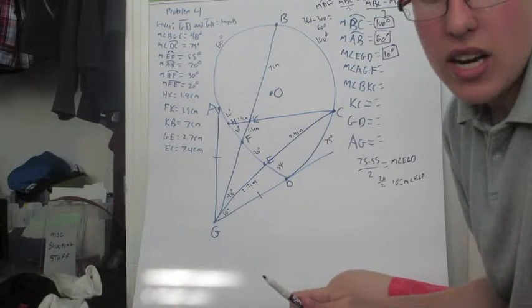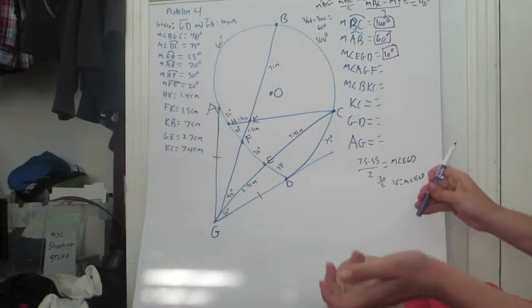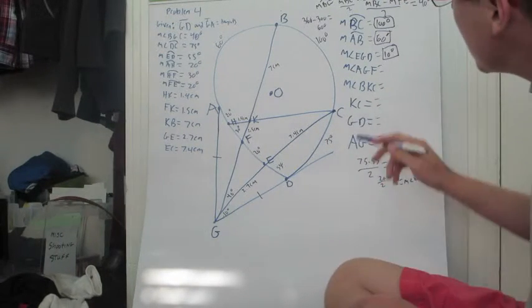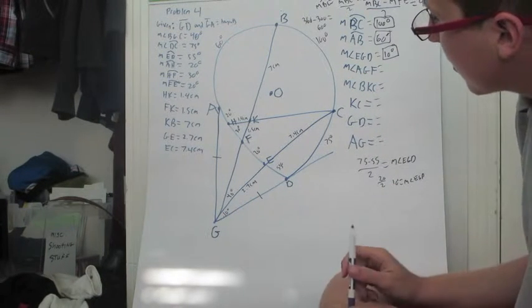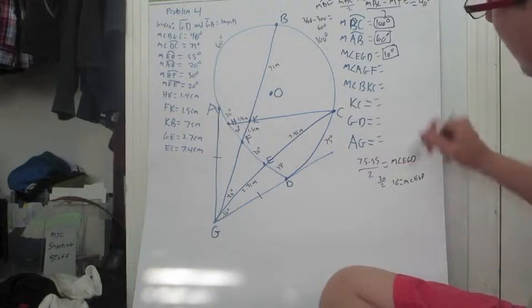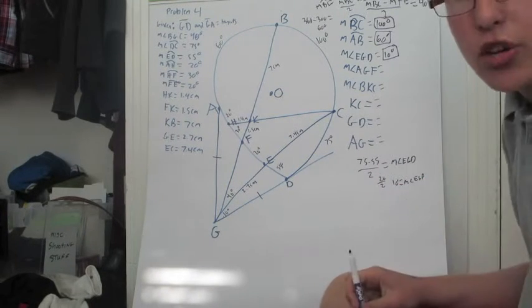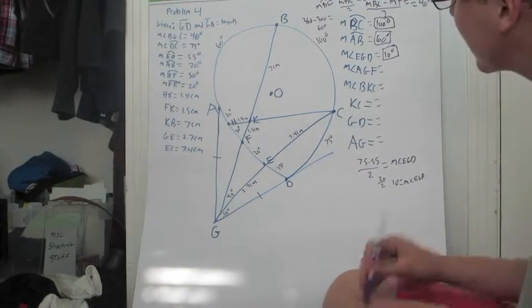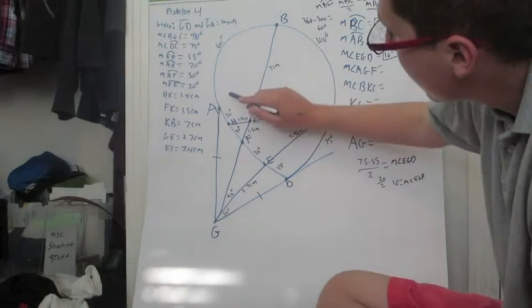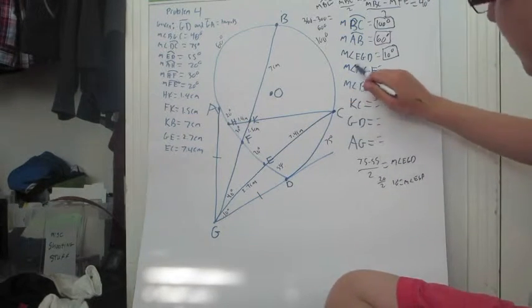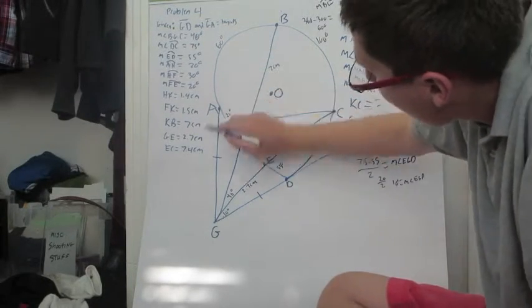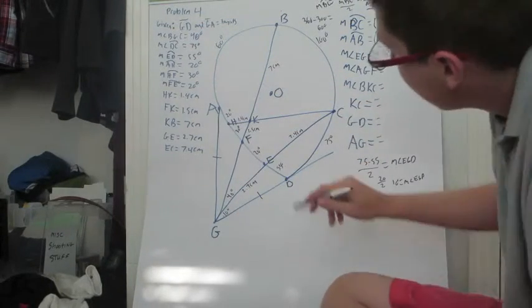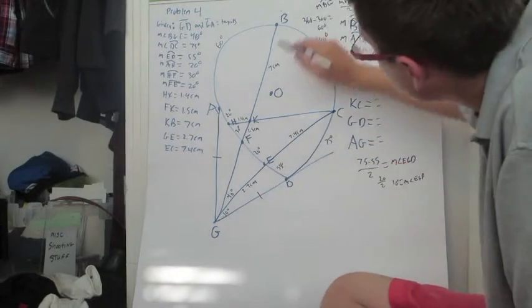Alright, so the next measure that we can figure out is the measure of angle AGF. And we can figure out the measure of AGF by using the same theorem that we've already used, the two secants intersecting on the outside of the circle. And the two secants that we'd use for the measure of AGF are secants AG and BG.